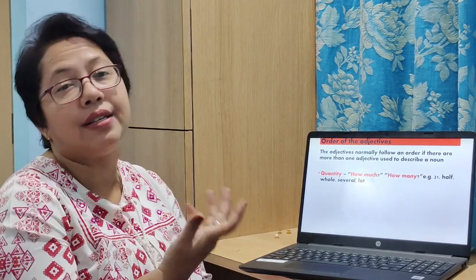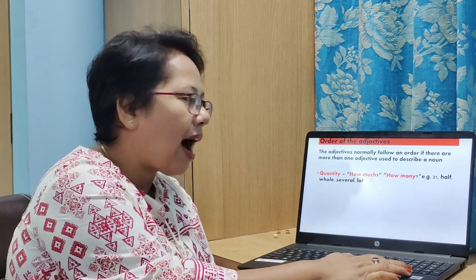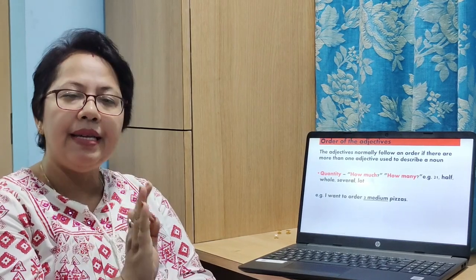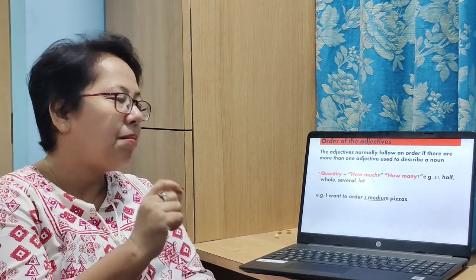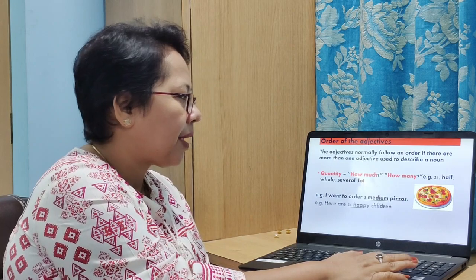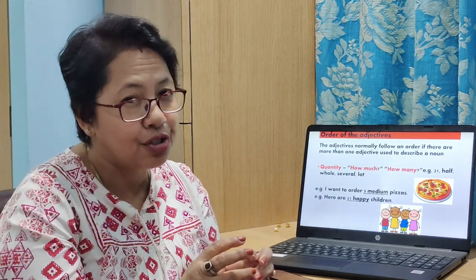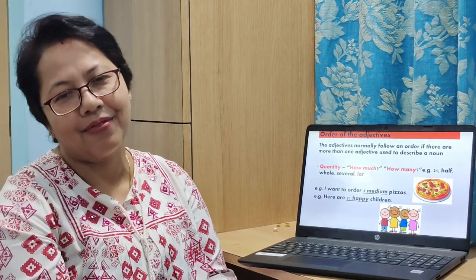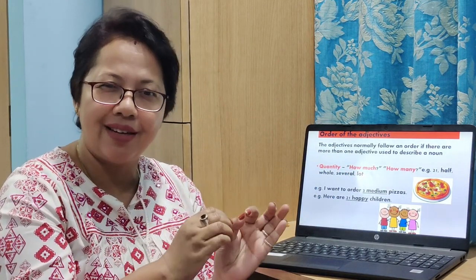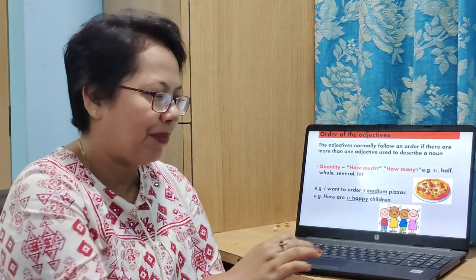Okay, now let me explain a few of those orders. For instance, quantity. What is quantity? How much? How many? Example, 21 or half, whole, etc. Like in this sentence, I want to order 3 medium pizzas. The 3 will come first because it's the quantity, and then medium pizzas. Or, here are 21 happy children. 21 is a number, talking about how much, so it will come first. After that, whatever comes will follow. So first in the order will be the determiner, if there's a the or a her or she or whatever. And second is the how much or how many.